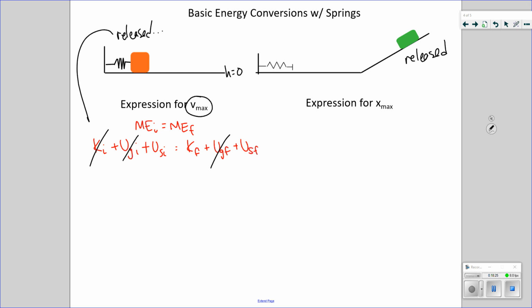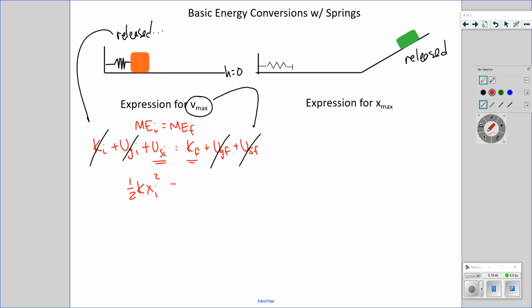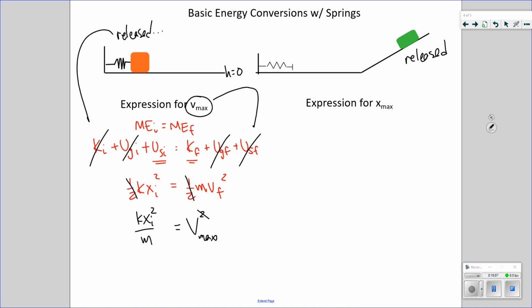At maximum speed, that's going to be when the spring has done all the pushing it can do, when it's no longer compressed at all. The spring will store no energy, and what we're left with is U spring initial transforms into kinetic final, or 1/2 K X initial squared is 1/2 M V final squared, where V final is V max. We can multiply every term by 2, and say that V max, which is V final, is the square root of K X initial squared over M.